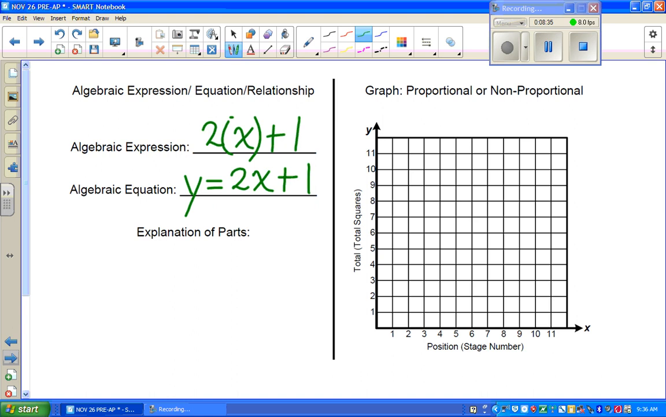And then our explanation of parts would be exactly the same. Our x is our stage number, or our term. You might see it called a term in other problems. And then y is our total number of pieces.